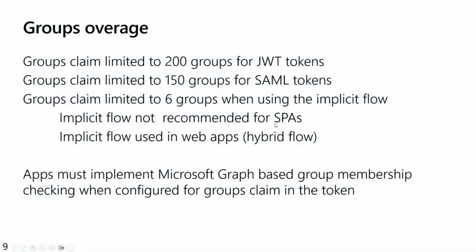Okay, we did that. Again, group overage claims, right? So these are pretty severe limits. They're quite small, especially when you think about using a hybrid, the implicit flow, which will impact, say, an application built on ASP.NET Core, because they use hybrid by default. So if you are looking at that scenario, this is a problem. The group overage claim is a bit of a problem here.